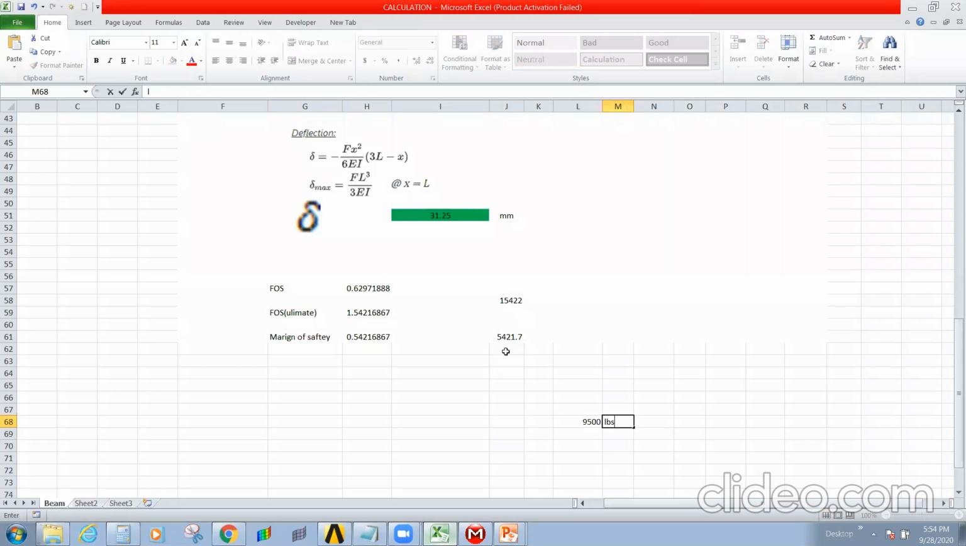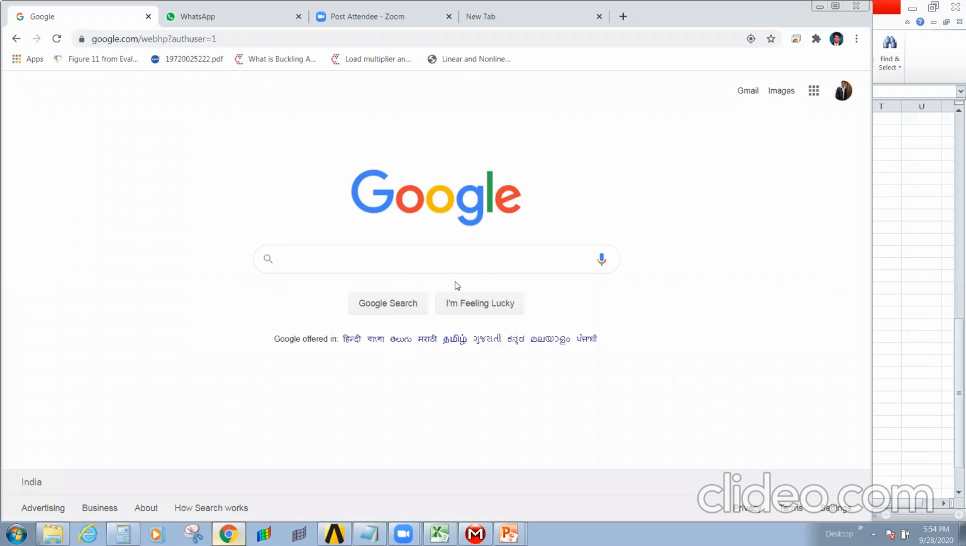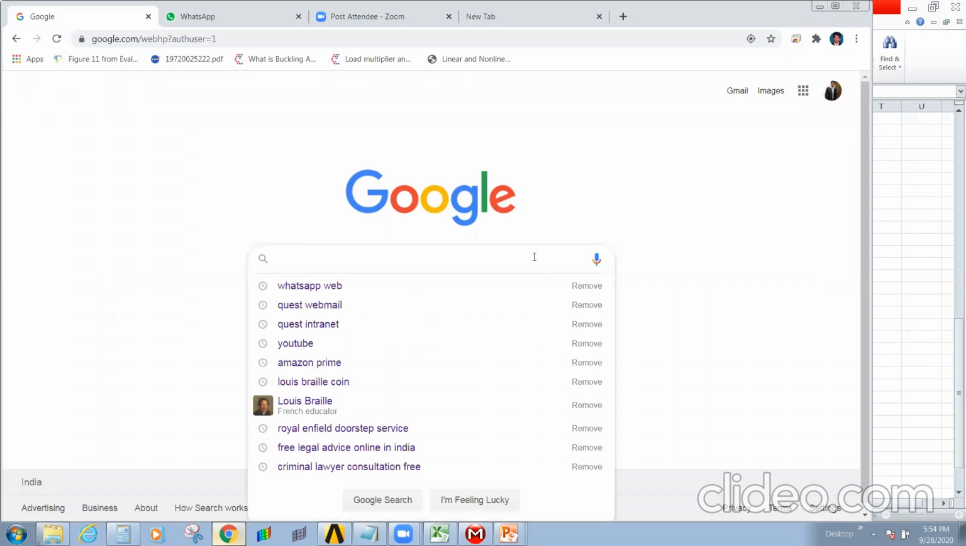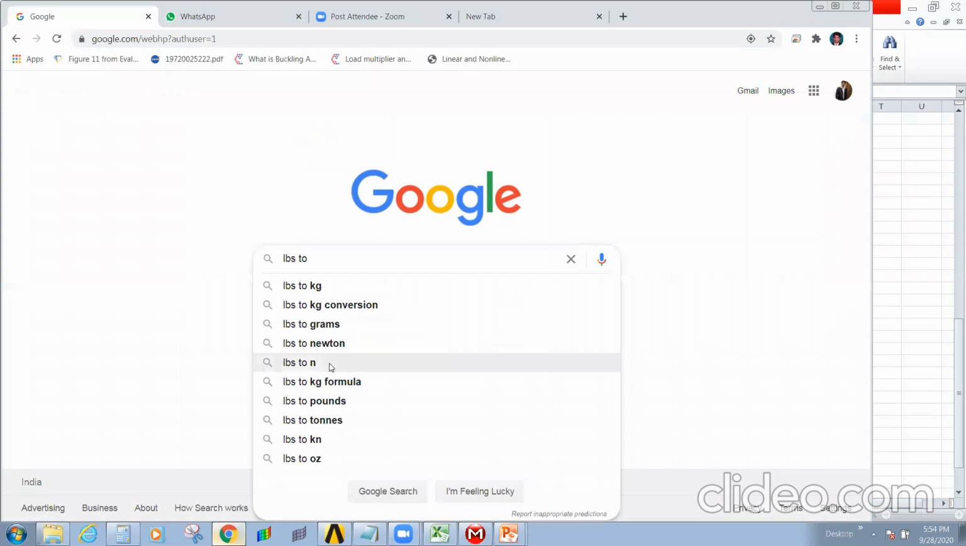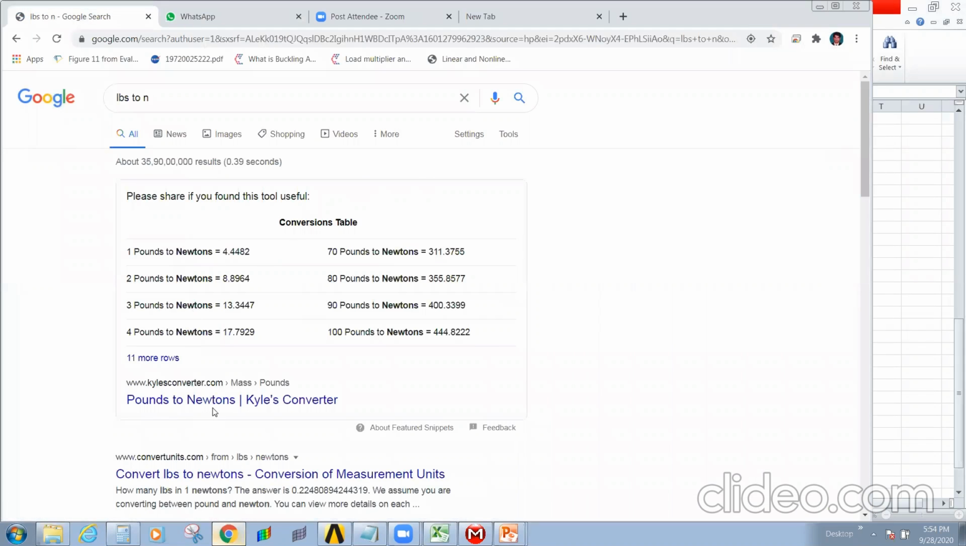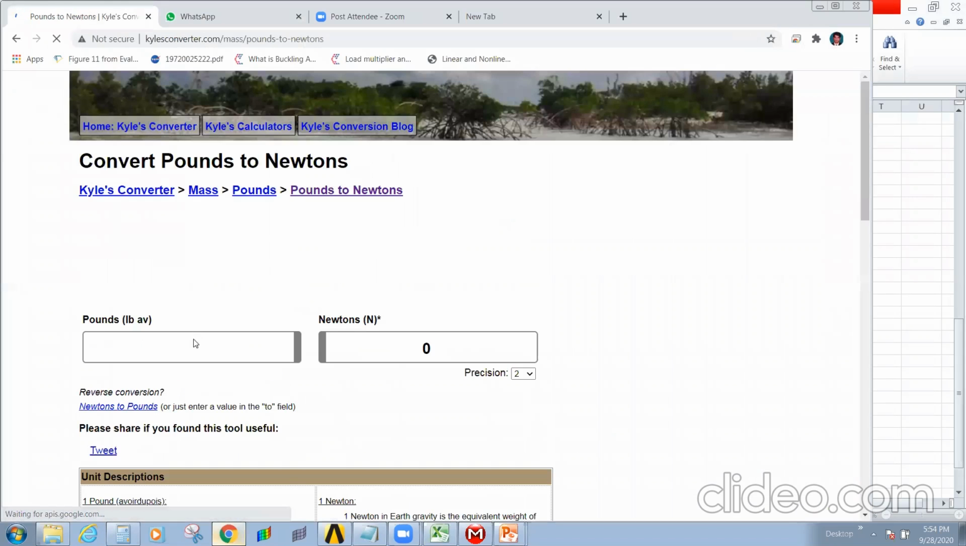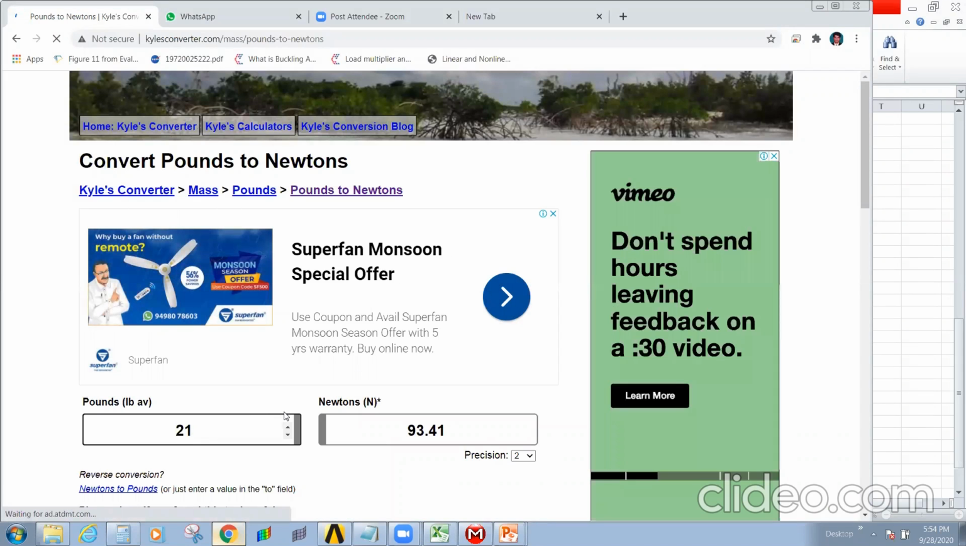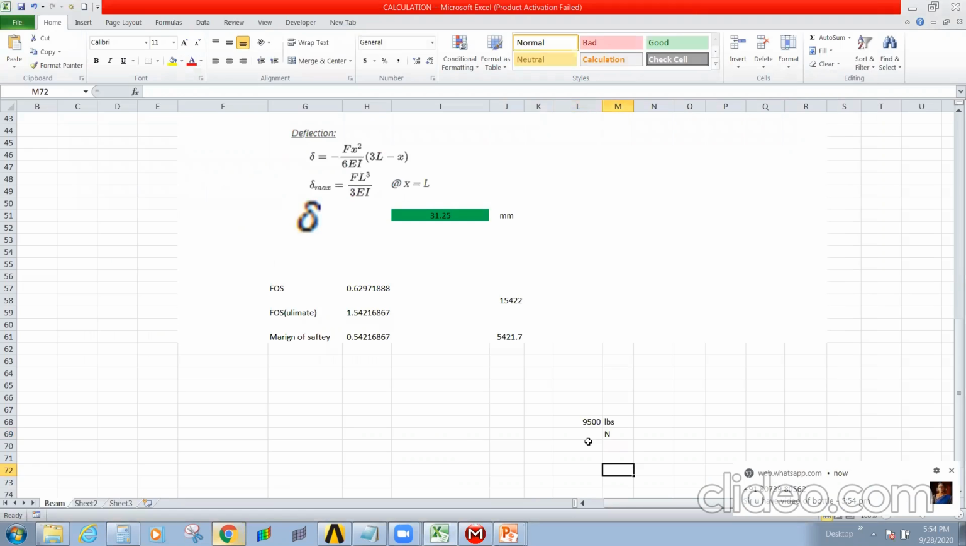lbs to newton. So 1 newton is equal to how much lbs? One second, let me check. So 1 lbs is equal to 93.41 Newton.